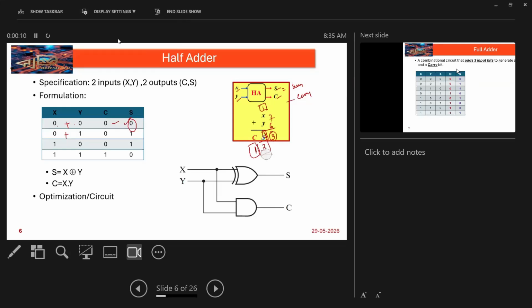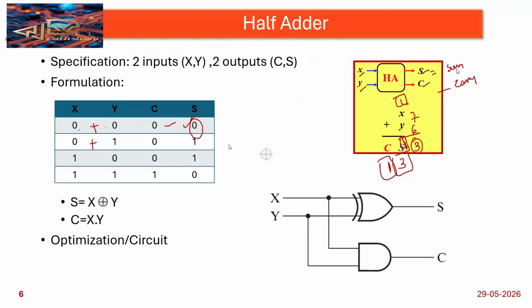Okay, so this half adder, we are adding two numbers like this. 0 plus 0 I am giving, so the sum output is 0, because adding 0 plus 0 gives 0 only. This is my sum, and there is no carry, so carry is also 0. And then 0 plus 1: I am getting 1 as the sum output, and there is no carry here.